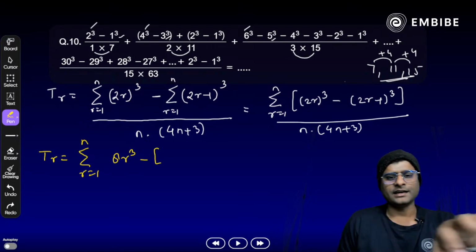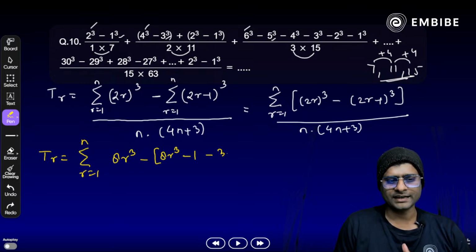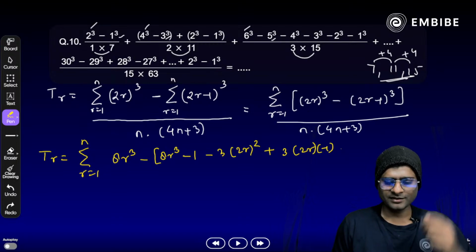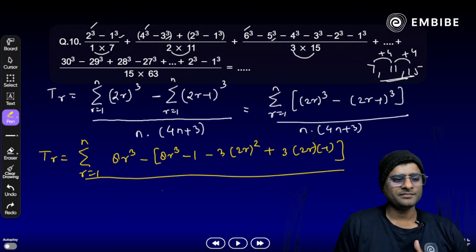Minus, a minus b whole cube we need to apply here. a cube is 8r cube, minus b cube, that is 1, then minus 3ab, correct? That should be 3 times 2r square and then plus 3 times 2r minus 1. Okay, clear? Whole divided by n times 4n plus 3.